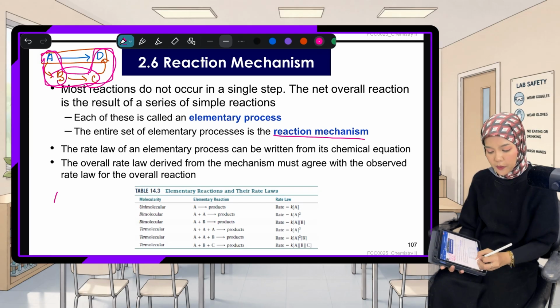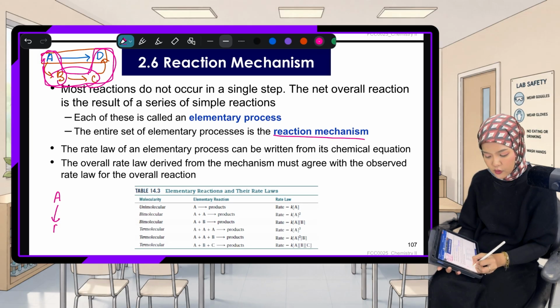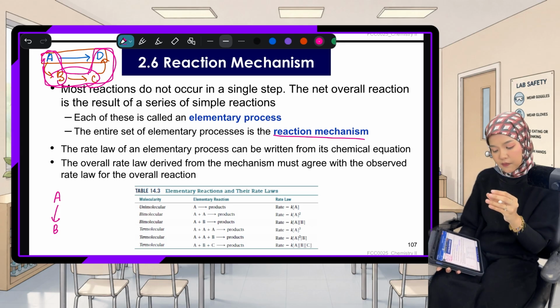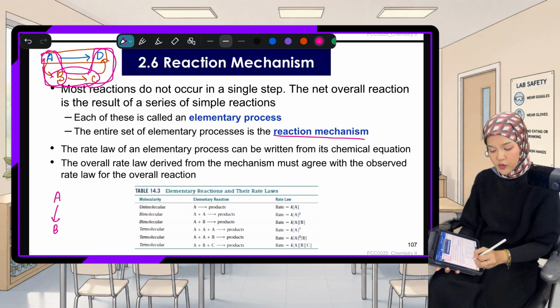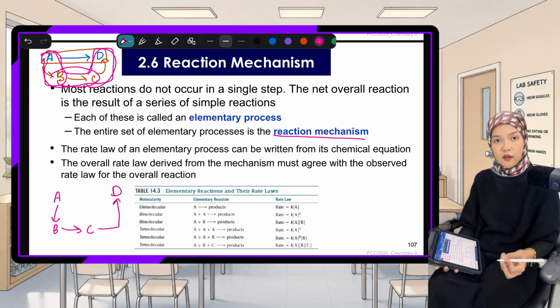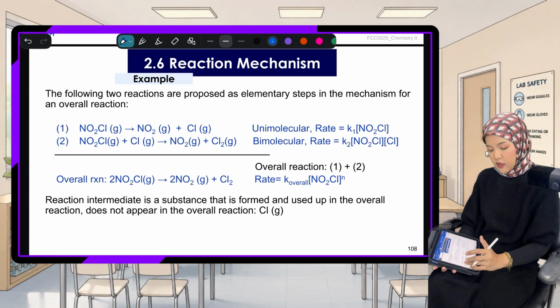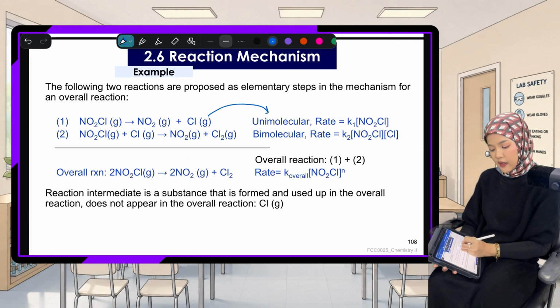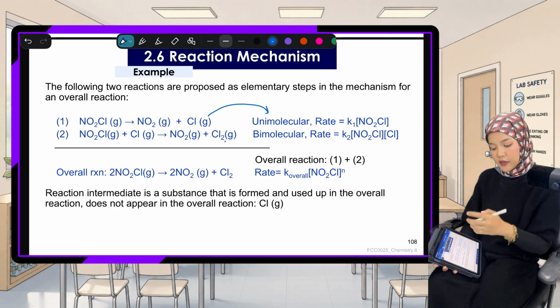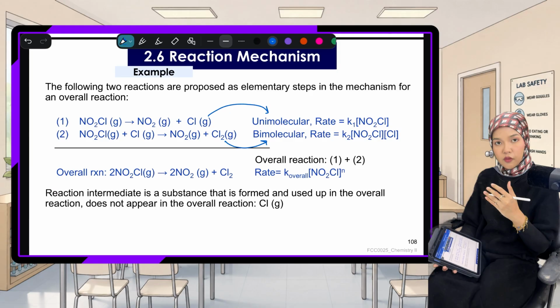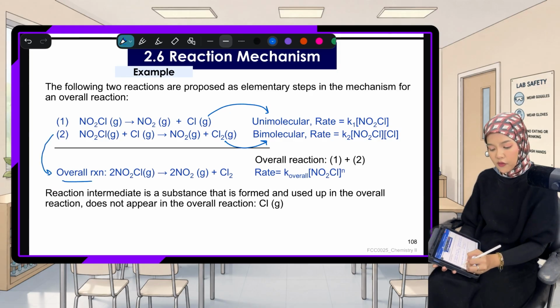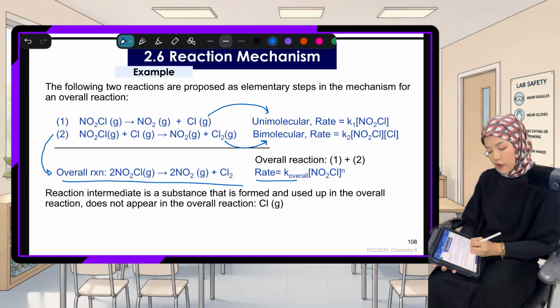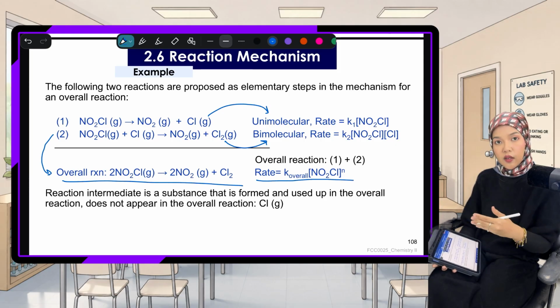So for each of the processes, let's say you go from A to B, there is also a rate law, so we can write the rate law. From B to C, we can write the rate law. From C to D, we can write the rate law. Now let me just give you an example. This one has its own rate law. This is an elementary process. An elementary process has its own rate law. And then this is the overall reaction, and the overall reaction will have its own rate law.